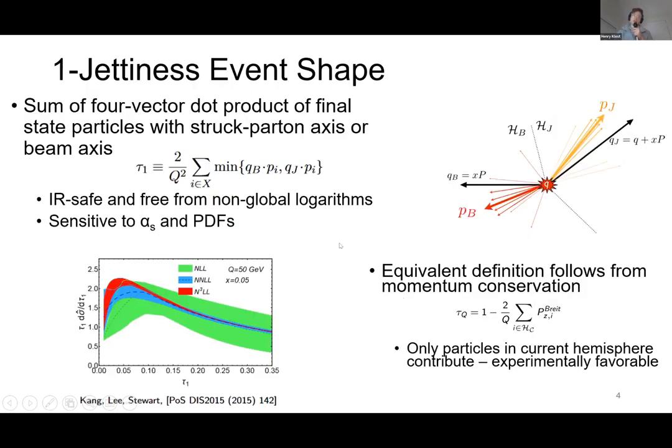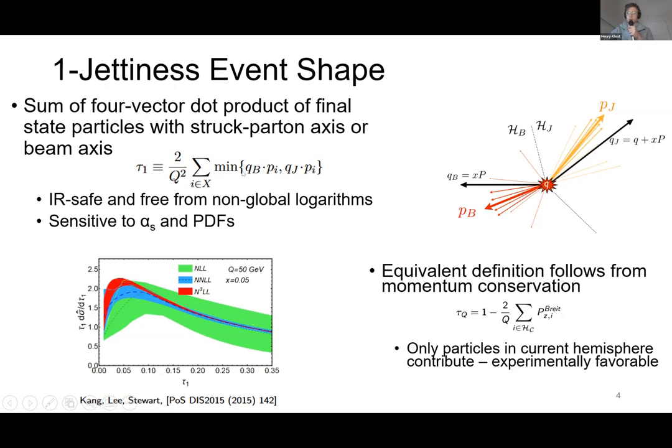So what we're measuring is the one-jettiness event shape, which is an infrared safe and theoretically clean observable because it's free from these kind of non-global logarithms that complicate things. And it's sensitive to alpha S and PDFs, and it can be calculated quite precisely in soft collinear effective theory and pQCD.